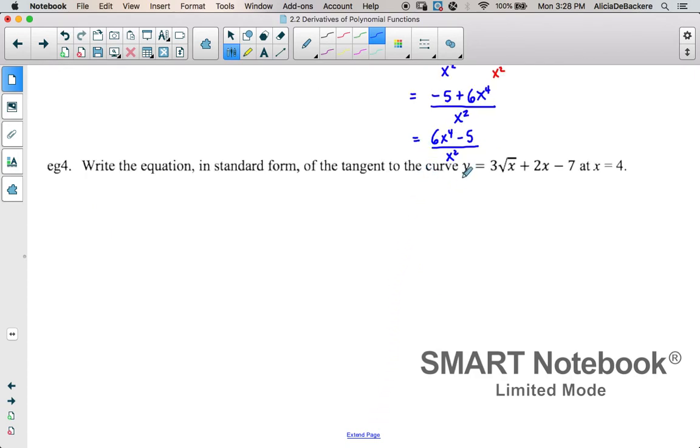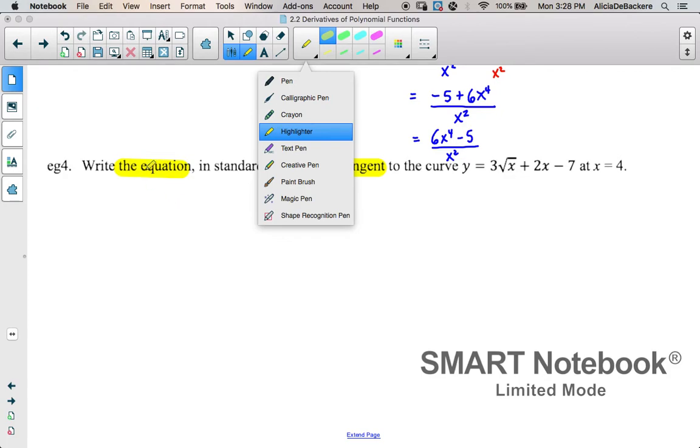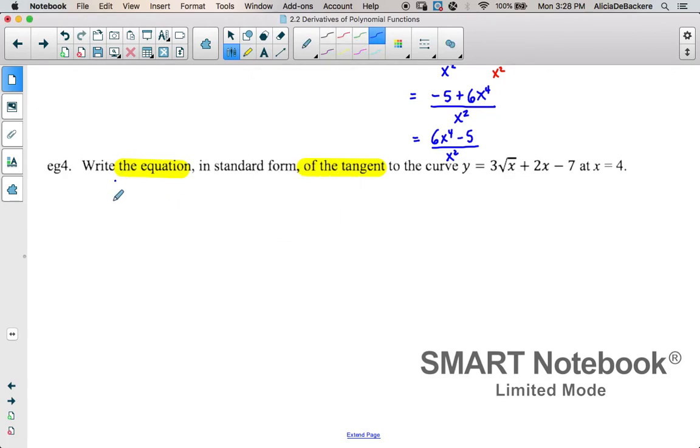All right, the next question, you're not going to have enough room on this page. If you've printed it off, you're going to have to grab a separate piece of paper or flip to the back to write this one. So when I read this question, the first thing that I notice is I want to write the equation of the tangent, and that tells me that I need the slope and a point in order to do that.